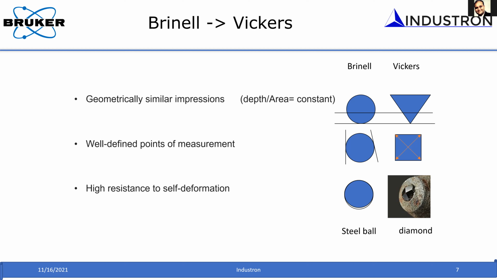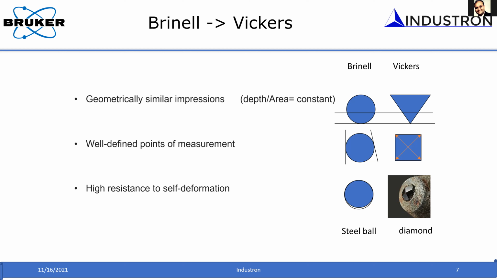Okay, so what is the problem with the Brinell tester? Basically, when you do ball type indentation, depth as a function of load is not geometrically similar. What I mean by geometric similarity is, when you do an indentation, as the depth increases, the area also increases. But the depth to area ratio has to be constant, whereas in the Brinell test, it is not constant. So that is one of the disadvantages of a ball type test.